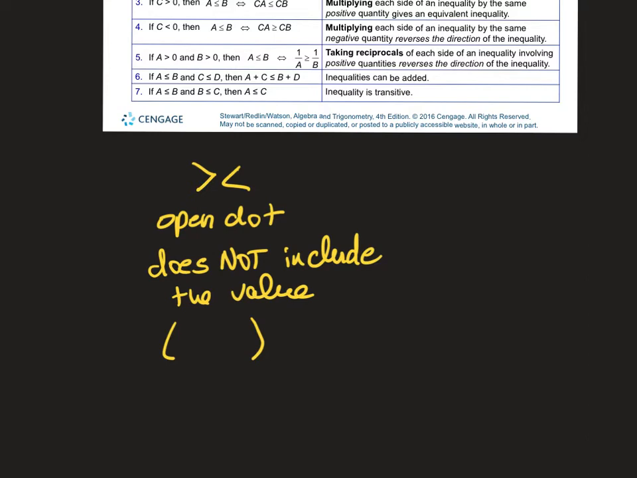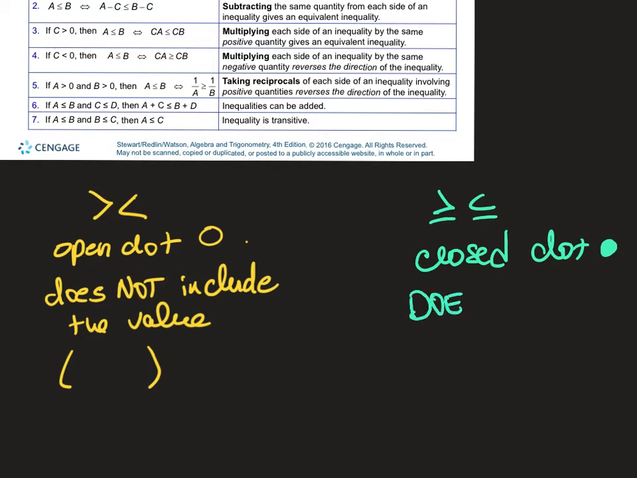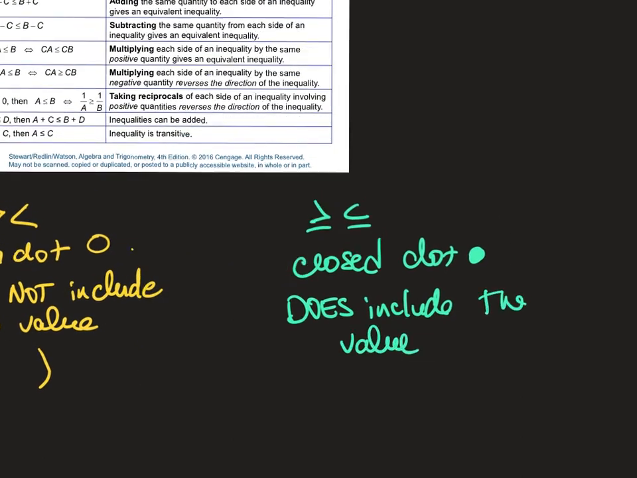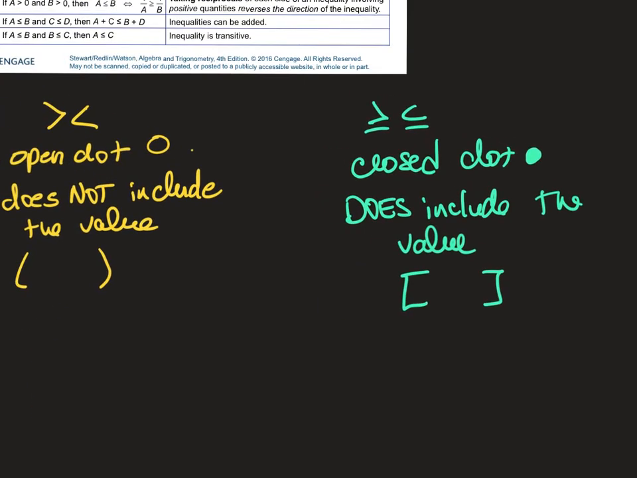If you have greater than or equal to, less than or equal to, the little line underneath, that's going to be a closed dot, like this. I'll show you what I mean in a second. Closed dot. It does include the value, and you use brackets. All right, that's really important to remember.